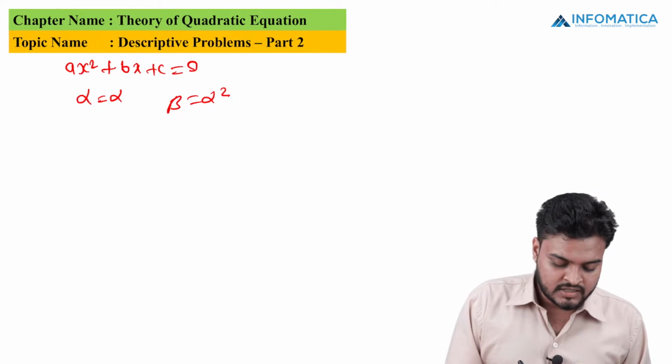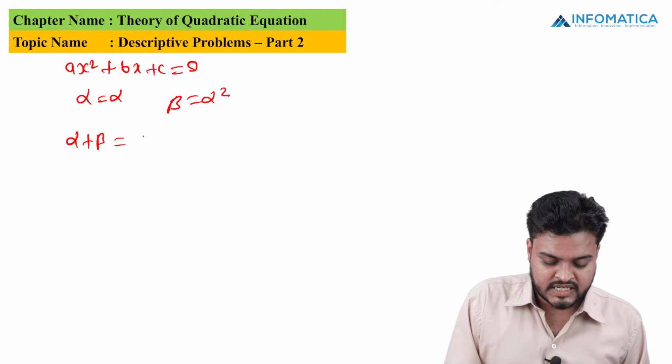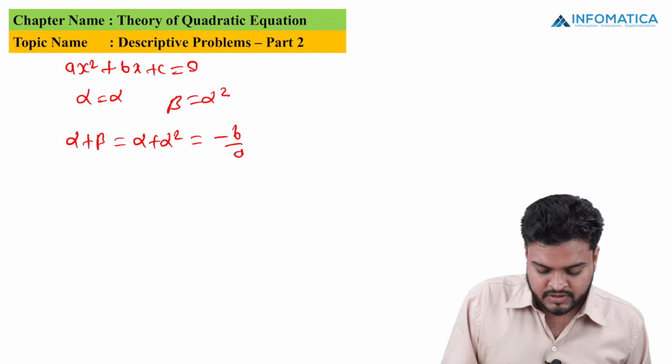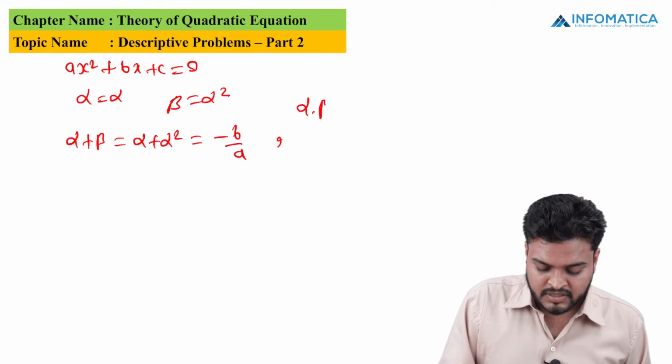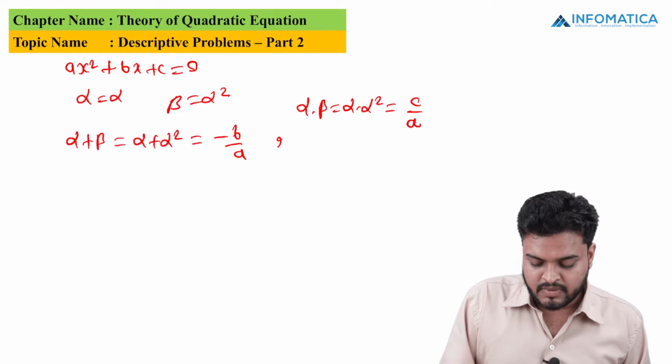So I know that the summation of roots, alpha plus beta, is equal to alpha plus alpha square, which is equal to minus b upon a. And the second thing, the product of roots, alpha into beta, is equal to alpha into alpha square, which is equal to c by a.